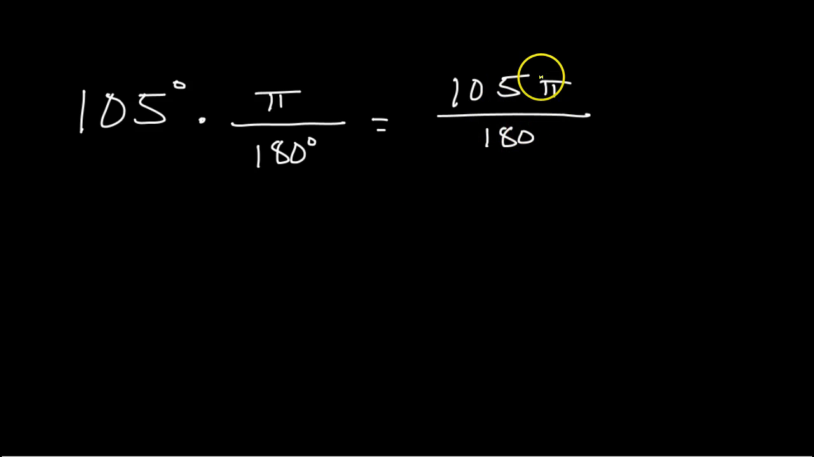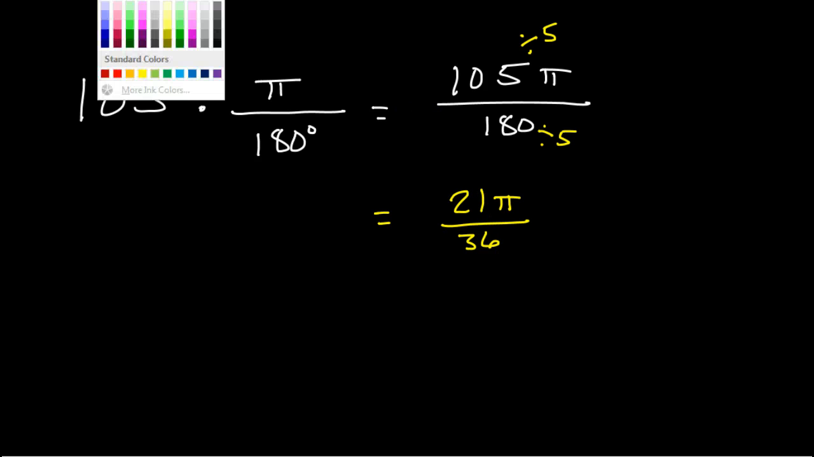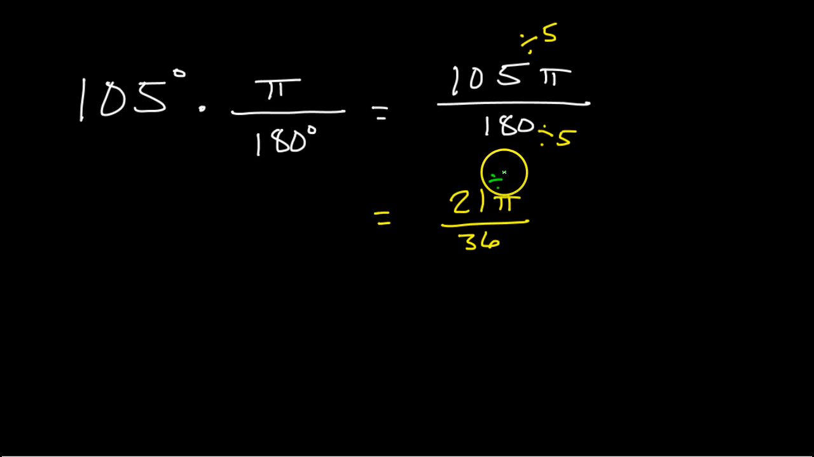This ends in 5, this ends in 0, so I know that both of these are going to be divisible by 5. So if you do that, you're going to get 21 pi over 36. Now both of these are divisible by 3. Alright, so I'm going to do that. Let's divide both of those by 3. So that'll give me 7 pi over 12. And this can't be reduced any further.